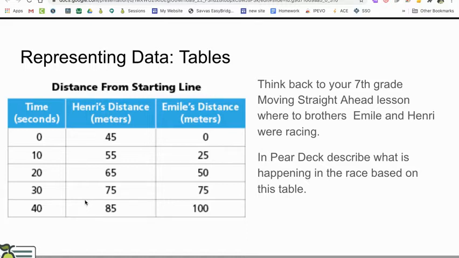You'll start to notice, if you haven't caught it from the Pear Deck, that at time 0, Henry is 45 meters from the start line, and Emil is 0 meters from the start line, meaning he's on the start line. So Henry has a head start, and as they go, they're running at different speeds, and eventually, at time 30 seconds, they have the same distance, and then Emil takes the lead.